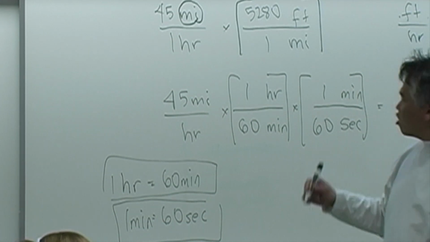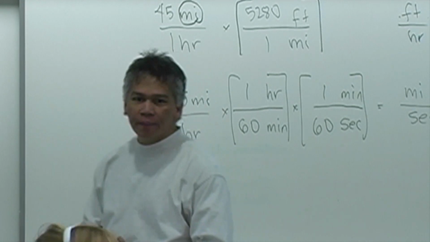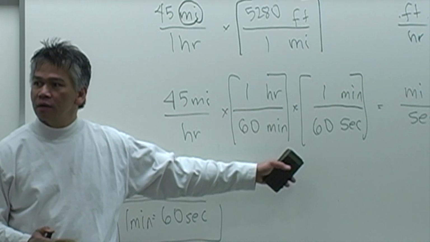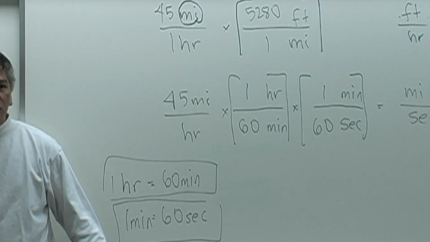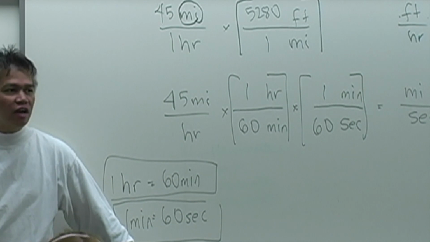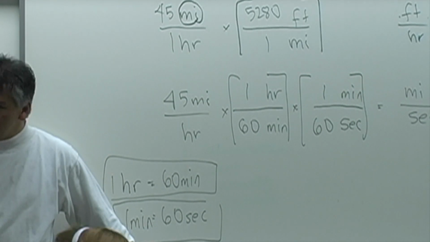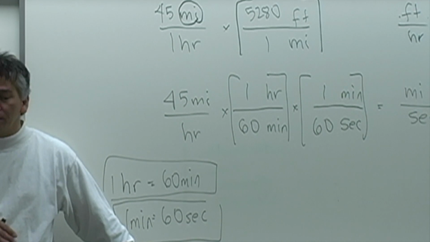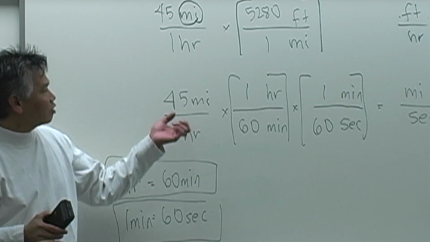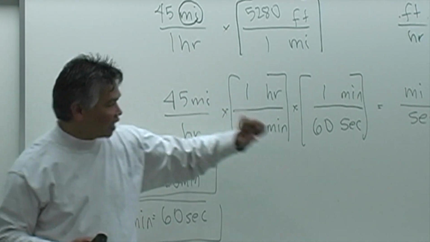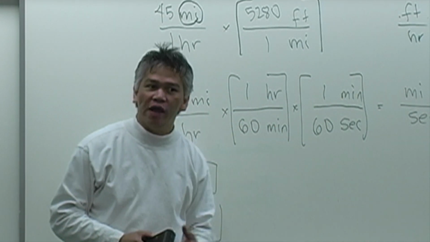Now, when you do this in your calculator, let me give you another trick that you can use. Wherever you see 1, you want to skip that step. Because when you multiply a number by 1, it's just that number. When you divide a number by 1, it's just that number. So skip those steps and go directly to the heart of the operation. What you want to do in your calculator is punch in 45, divided by 60, and divided by 60. And you should get your answer.